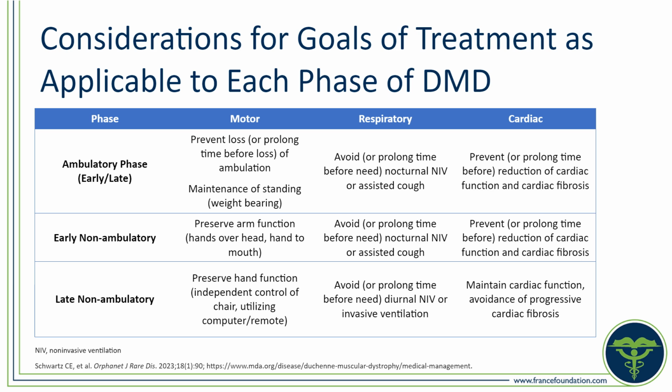The late non-ambulatory phase, our focus primarily is on hand function, which is typically preserved longer in the course of disease and allows for independence, such as controlling motorized wheelchair or computers and individual devices. At this phase, we are, again, trying to provide optimal support for respiratory, but we need to be considering diurnal non-invasive ventilation, and again, focusing on trying to preserve cardiac function as best as possible.